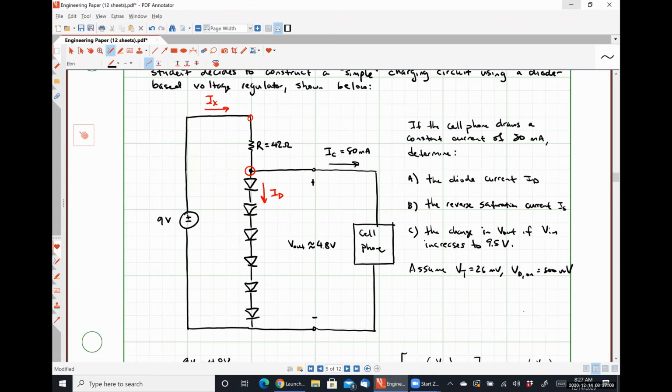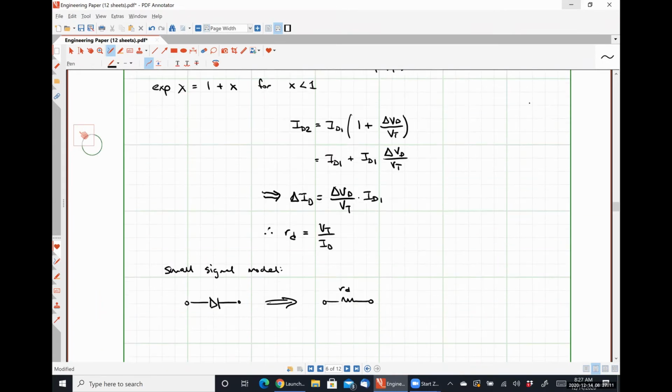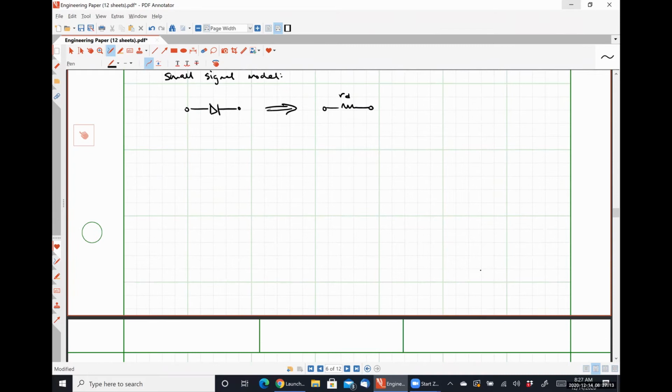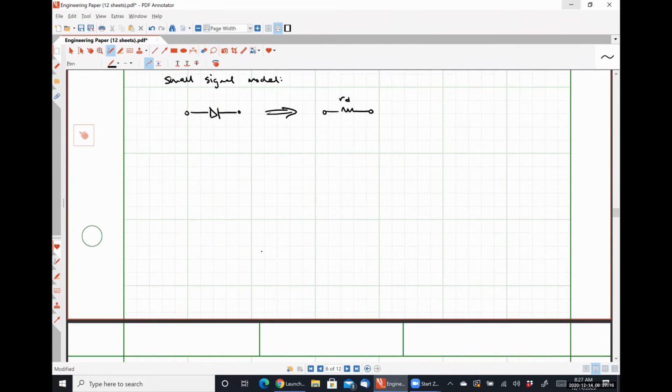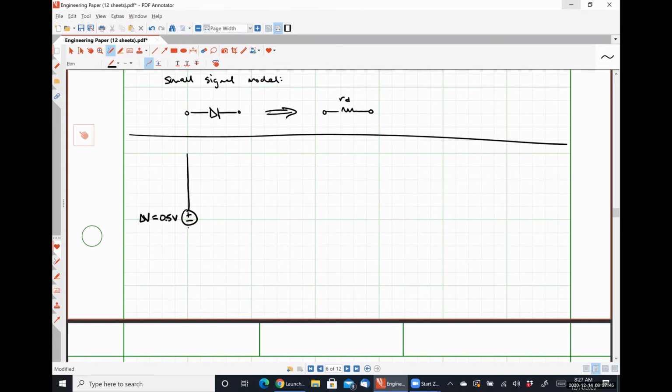So let's take our circuit that we have there. For our small signal model, what was our change delta V? So we went from 9 volts to what? 9.5. So our delta V is 0.5 volts.